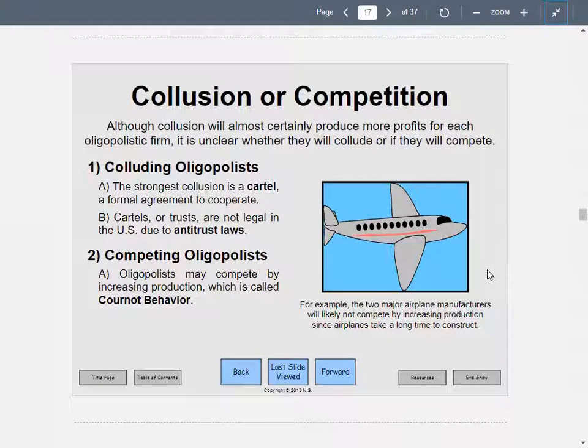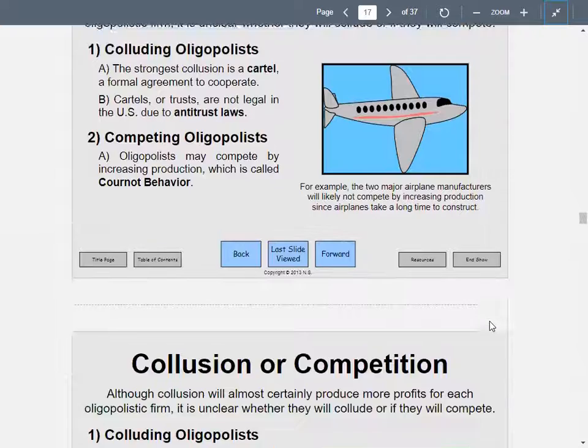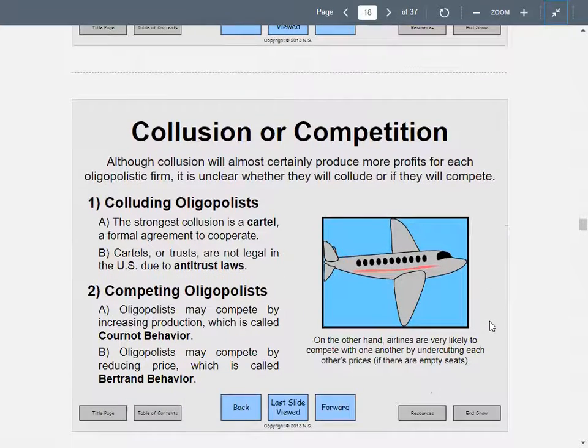Then you have competing oligopolists. Oligopolists may compete by increasing production, which is called Cournot's behavior. So, for example, the two major airline manufacturers will likely not compete by increasing production since airplanes take such a long time to make. Oligopolists may compete by reducing the price, which is called Bertrand behavior. On the other hand, airlines are very likely to compete with one another by undercutting each other's prices if there are empty seats.